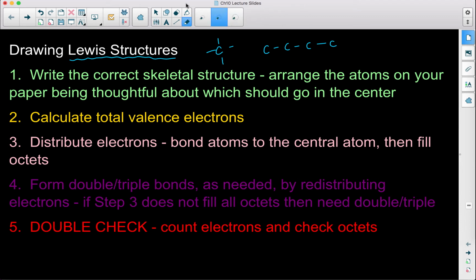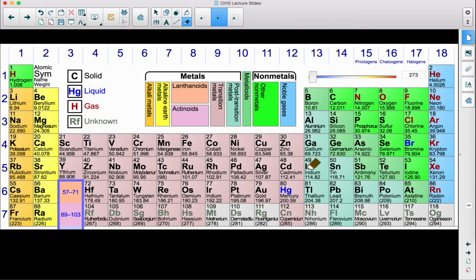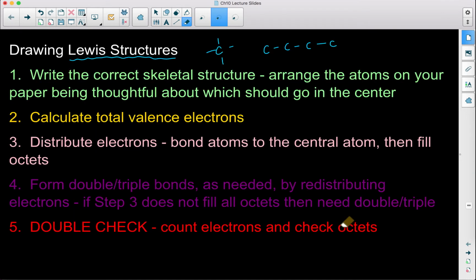Beyond that, if we're thinking about our periodic table, the ones that go in the center are going to be the ones that are more metallic in general. So meaning things that are further to the metal side, which would be the left. So further to the left or further down are going to be the things that tend to be the central atoms, the atoms to which everything else is bonded.